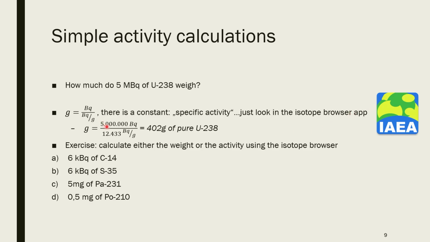So we have 5 million becquerel. The specific activity, if looked up in the Isotope Browser app, is 12,433 becquerels per gram. And therefore, these 5 megabecquerels are 402 grams of pure uranium-238. If you want to do these exercises, feel free. So 6 kilobecquerels of carbon-14, 6 kilobecquerels of sulfur-35, 5 milligrams of protactinium-231 and 0.5 milligrams of polonium-210. Then you have to calculate either the weight or the activity of this or that samples.